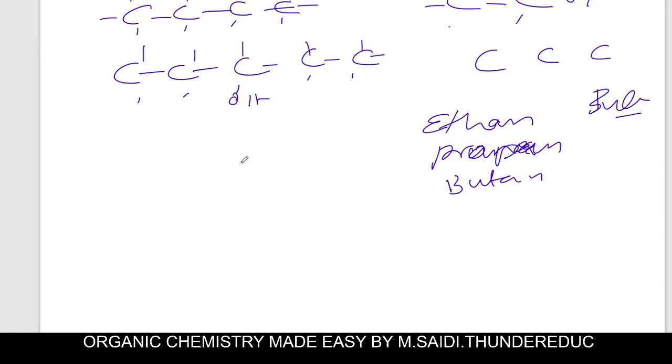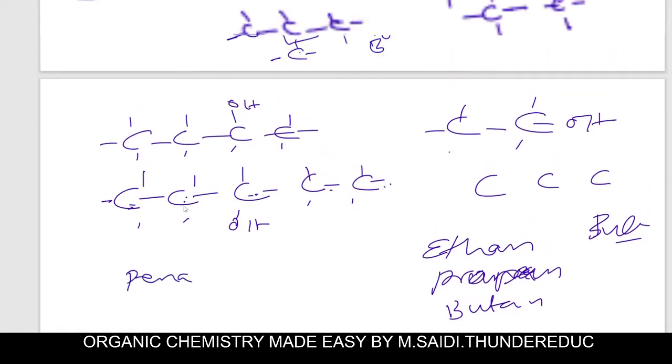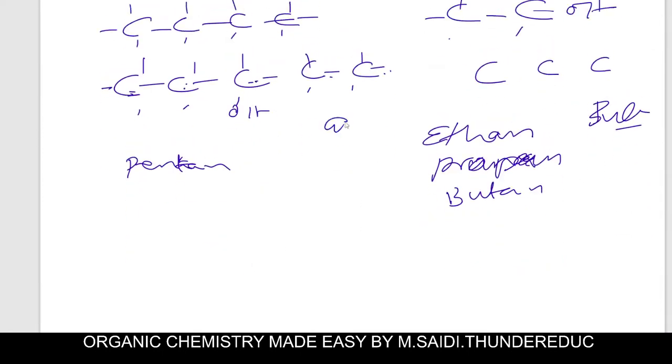Yes. So now what I'm saying is, here you find the longest chain. 1, 2, 3, 4, 5. Don't forget to put the hydrogens. Each carbon has 4. 1, 2, 3, 4, 5. So it's going to be pentan. It stops on pentan because it is an alcohol.